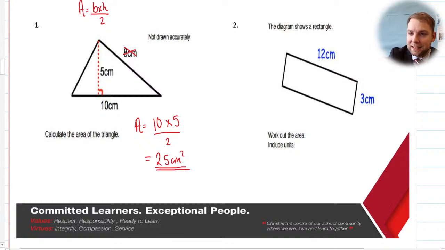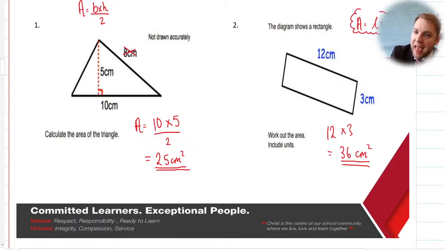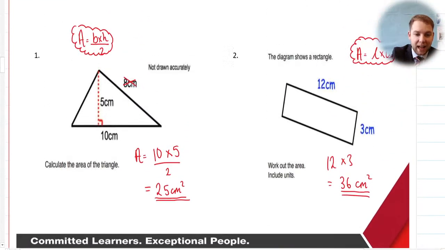For the area of a rectangle, it's equal to length times by width. So in this one here, it's really straightforward. It's literally just 12 times by the 3, and 12 times by 3 is equal to 36. Again, my units on this are centimeters squared. You should be fine with this, okay? So the area of a rectangle is length times width. The area of a triangle is base times height divided by 2. Now, it's the divided by 2 that everybody always forgets. So get those two down there.